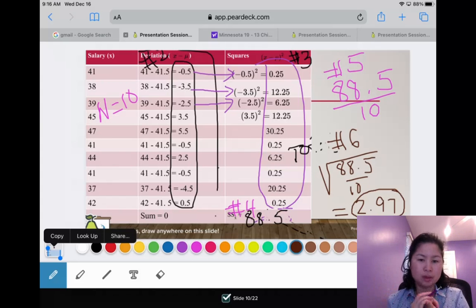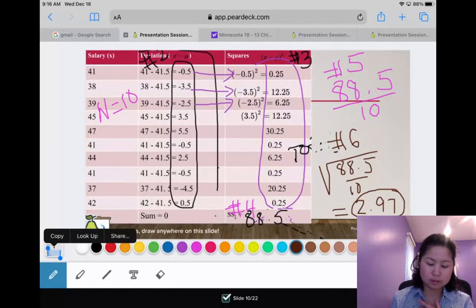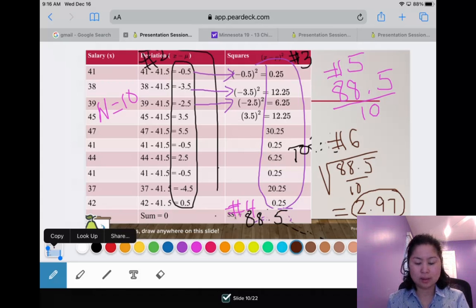So step number 1, find the mean. Step number 2, find the deviation. Step number 3, square it. Step number 4, find the total. Step number 5, take that total, divide by how many people that we have. And the last step is take the square root of it.